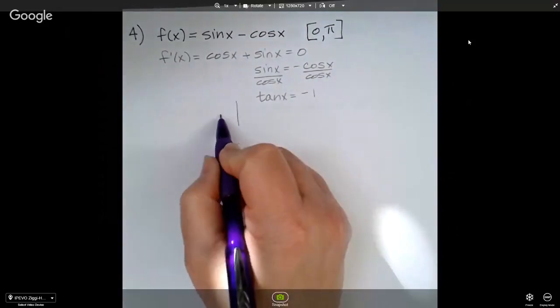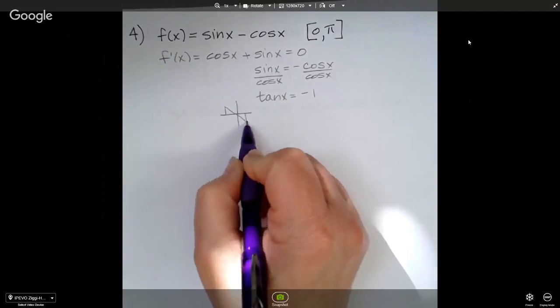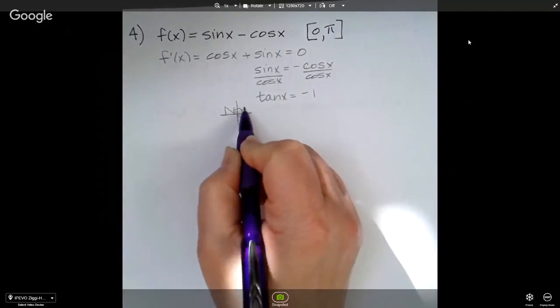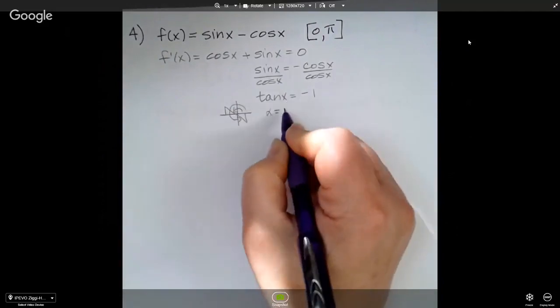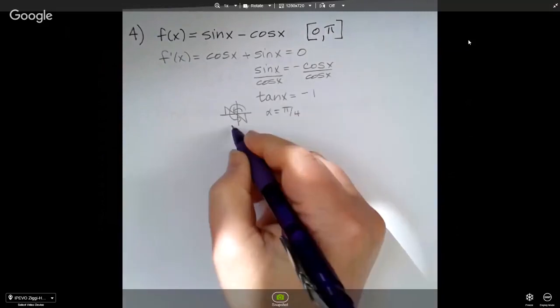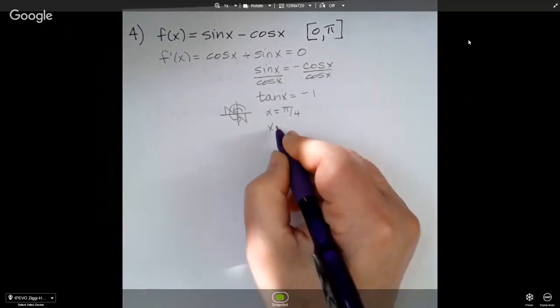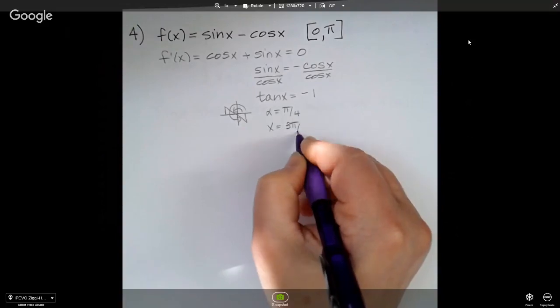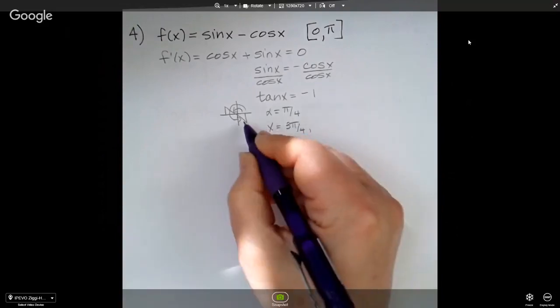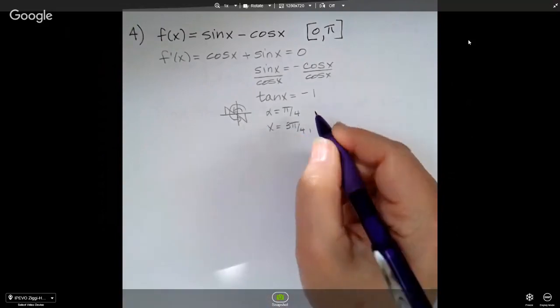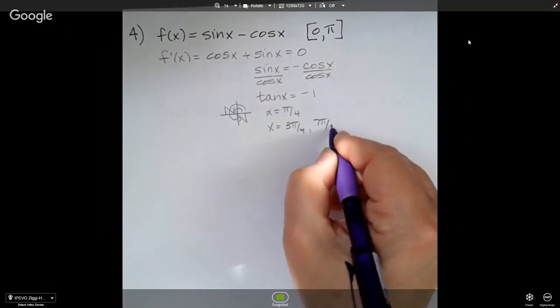All right, well, what quadrants is the tangent negative? Well, that would be in quadrants 2 and 4. So alpha here is pi over 4. So my first critical point is going to be x equals 3 pi over 4, and the next critical point will be the fourth quadrant angle, which is 7 pi over 4.